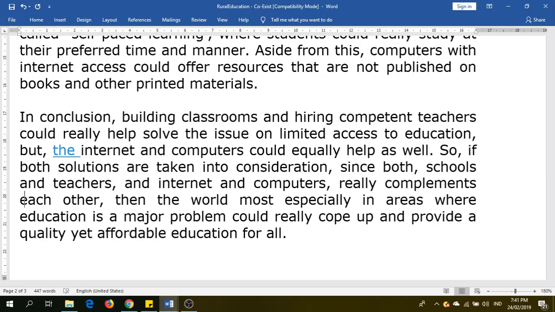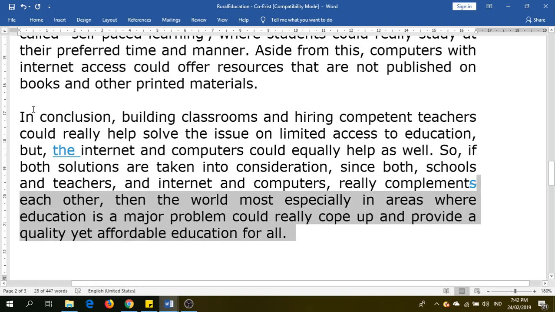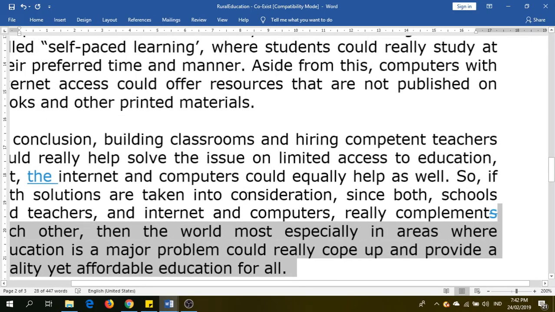Let's just correct the subject verb over there. Complement each other, then the world, most especially in areas where education is a major problem, could really cope up and provide a quality yet affordable education for all. That was a Band 7 essay, so you might want to take a look at it.